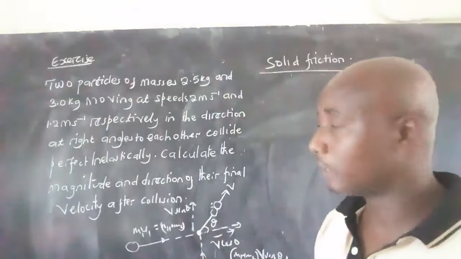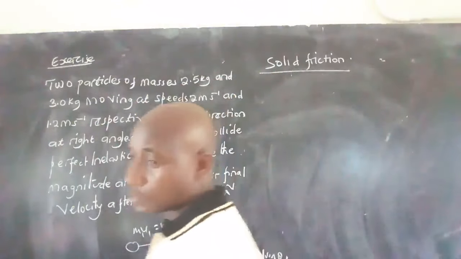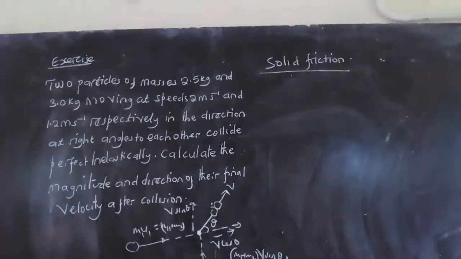So let us go and look at solid friction. Solid friction, we shall say, is the force that opposes relative motion between two surfaces in contact. It can either be solid friction or fluid friction.